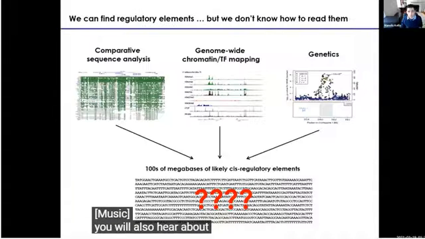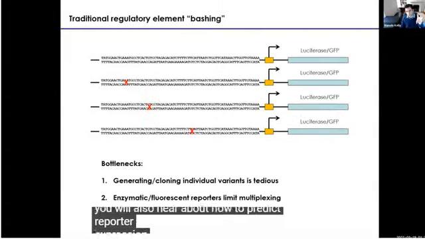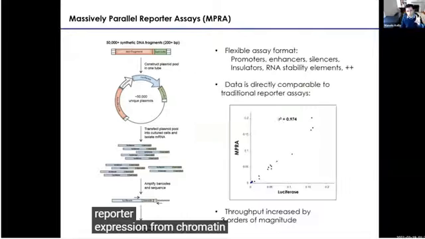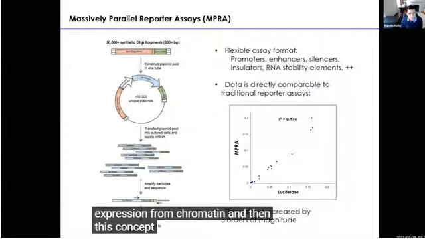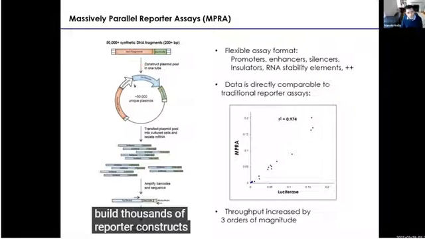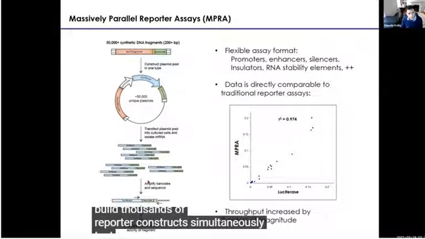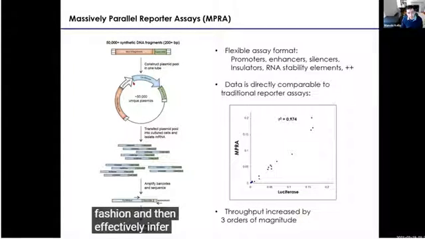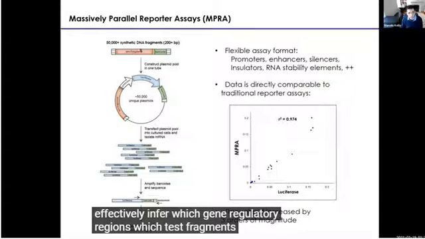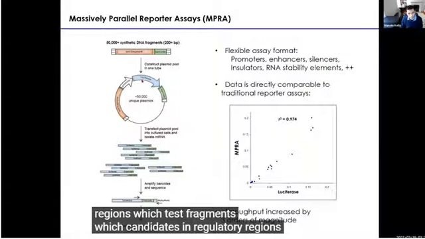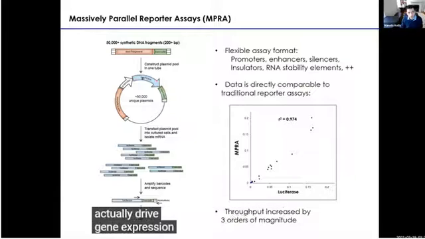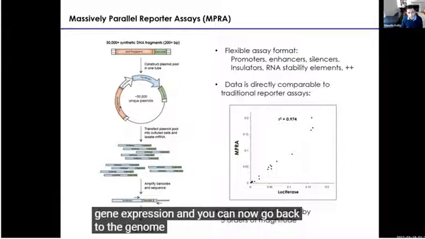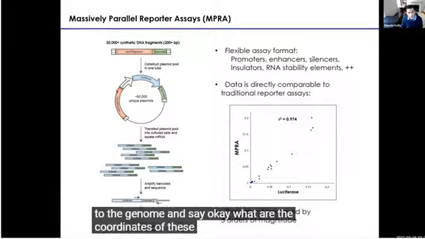And then you will also hear about how to predict reporter expression from chromatin. The concept is that you basically can build thousands of reporter constructs simultaneously, test them in a very high throughput fashion, and then effectively infer which gene regulatory regions, which test fragments, which candidate gene regulatory regions actually drive gene expression. And you can now go back to the genome and say, okay, what are the coordinates of these fragments?